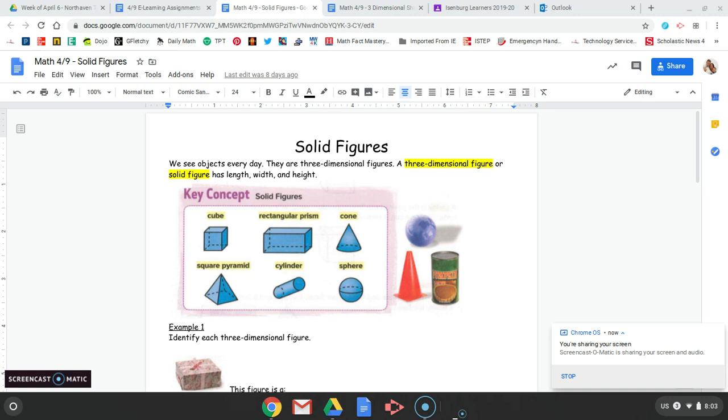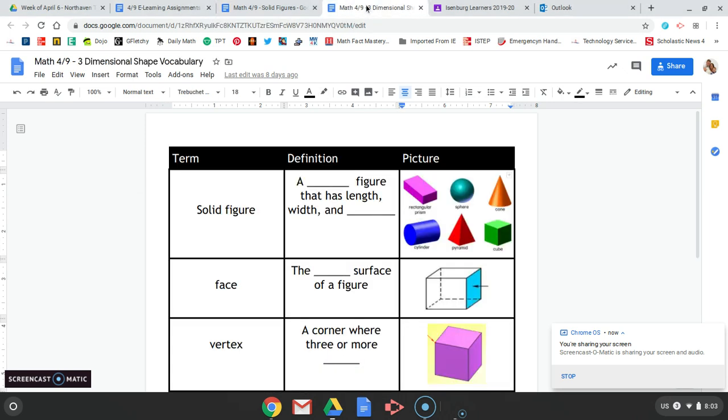You will need to have two documents pulled up from your assignment page. One of them will look like this, which we're actually going to look at second. And then the other one looks like this, and this is the one that we're going to start with.